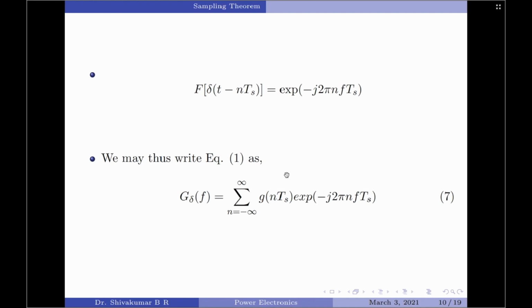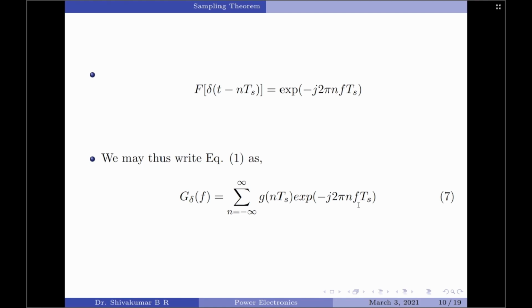Then equation 7 can be viewed as a complex Fourier series representation of the periodic frequency function G delta of f with the sequence of samples given by G of nTs defined as the coefficients of this particular expansion. Please note, all the equations we have derived till now, from equation 1 till equation 7, can be applied to any continuous time signal G of t of finite energy and infinite duration.